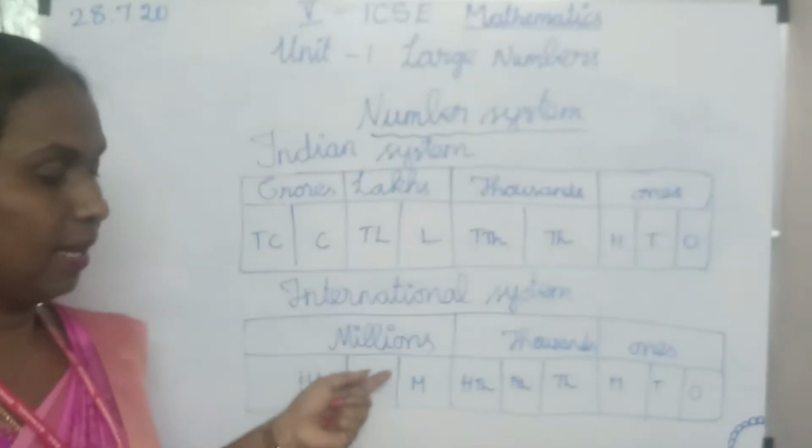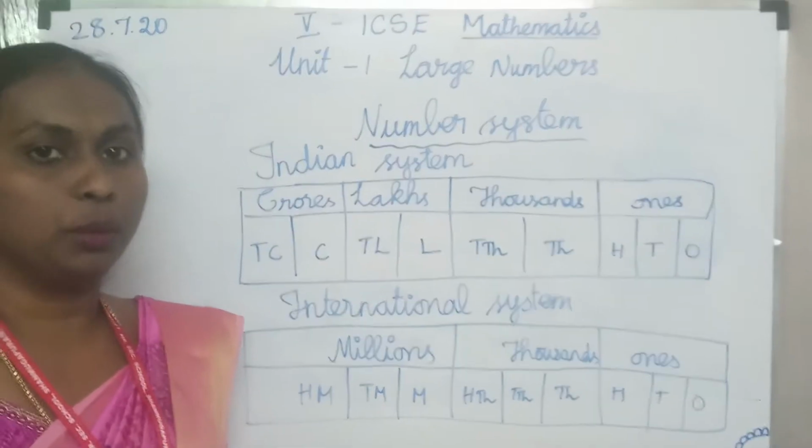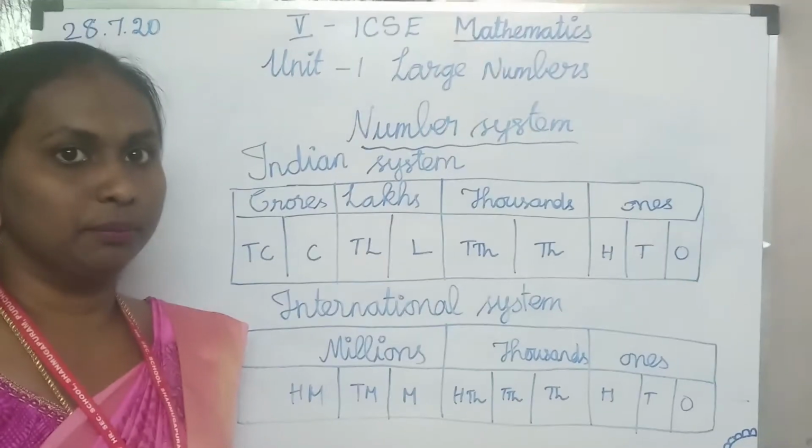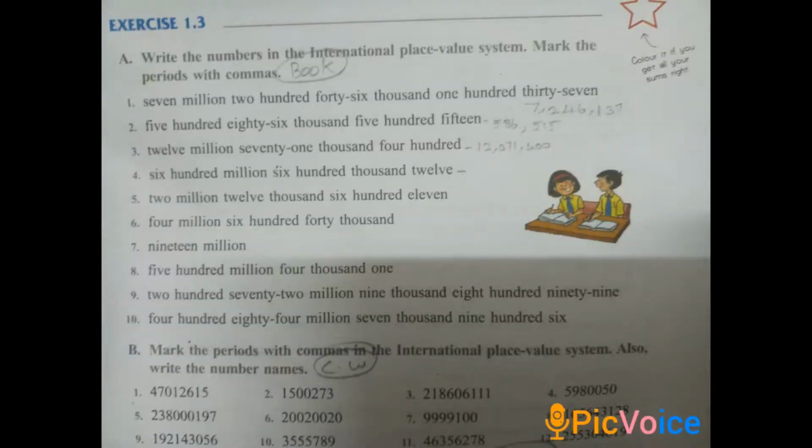Let me say the exercise of 1.3 and 1.4. You will understand clearly about this Indian and the international system. Exercise 1.3 on page number 13. See children, we are going to write the number names first. Write the numbers in the international place value system. Mark the period with the comma. First we have to read the question, write the number. After that you have to put the comma according to their place value.